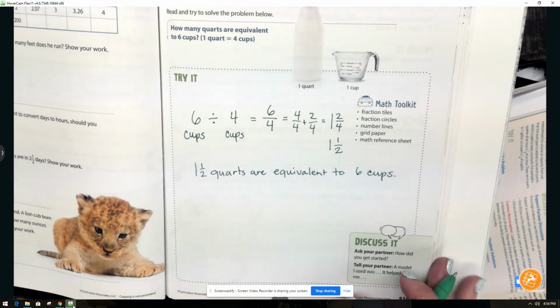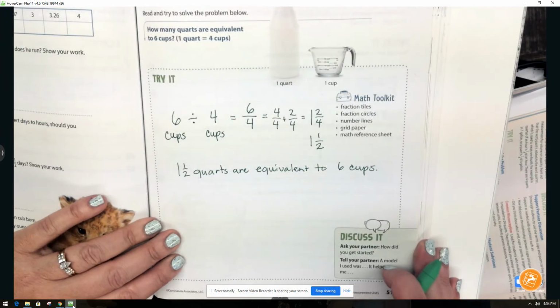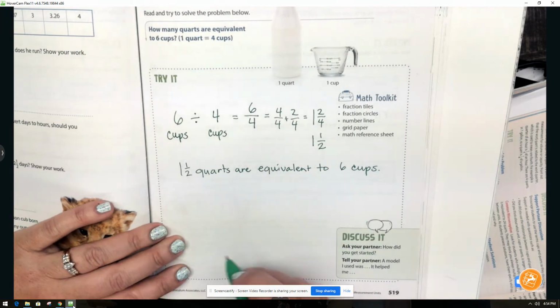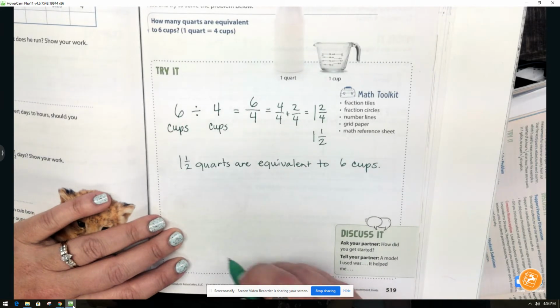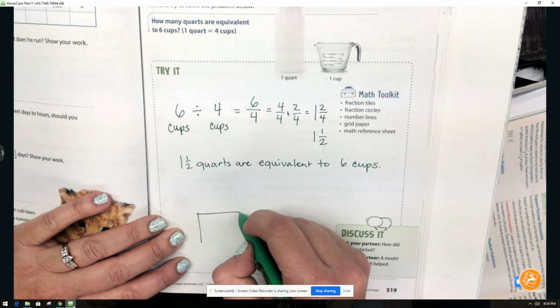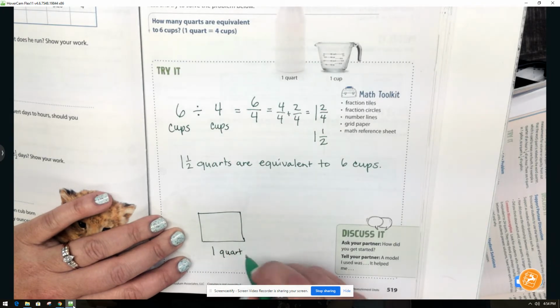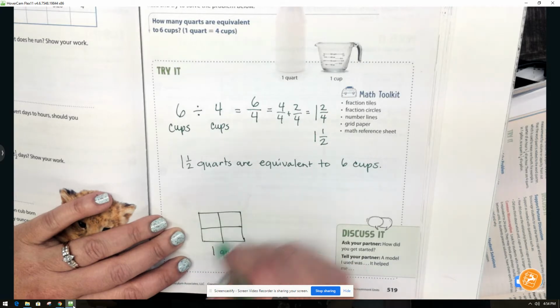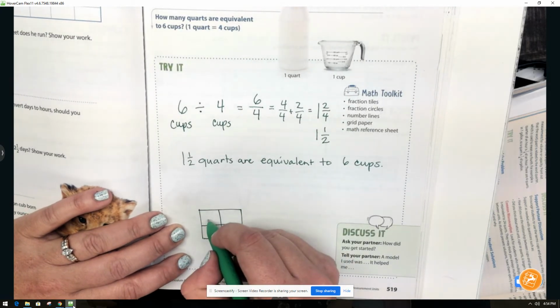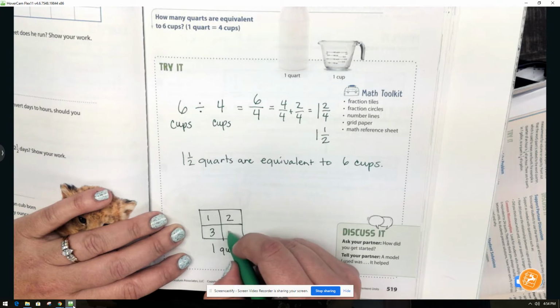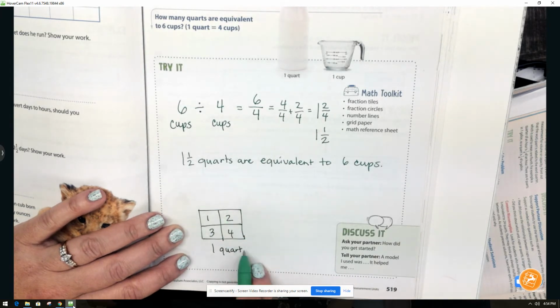Now, another way we could do this is we could draw a picture. So if we wanted to draw a picture, we could look and go, okay, well, I know that 1 quart is 4 cups. So here's 1, 2, 3, 4. So 1 quart is 4 cups.